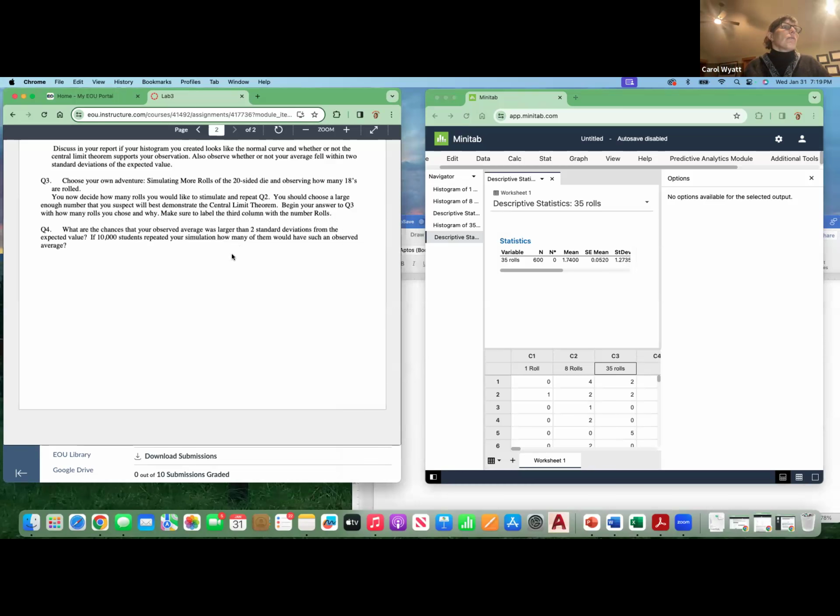All right, so now, question 4: what are the chances you observed the average was larger than 2 standard deviations away from the expected value? If 10,000 students repeated your simulations, how many of them would have observed such a large average? Right, so if 10,000 students did it, how many would get an average in those little tails? So how many would get an average bigger than 2 standard deviations away from the mean?